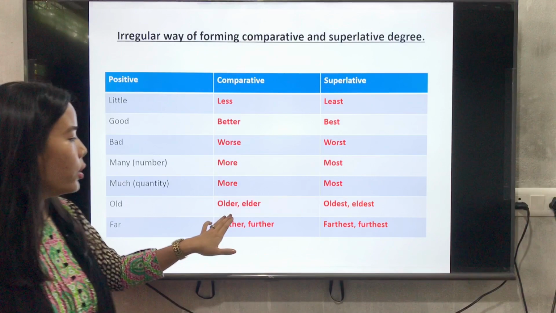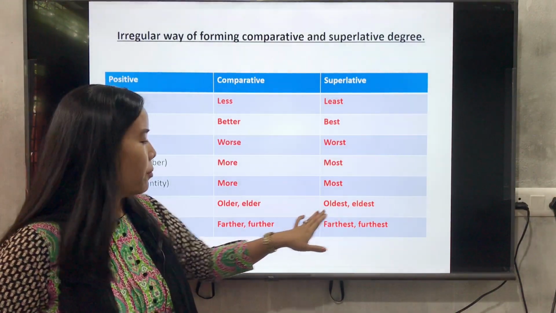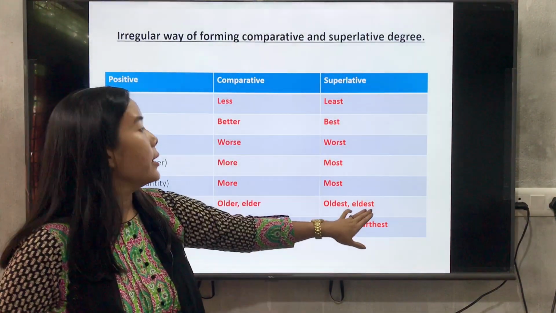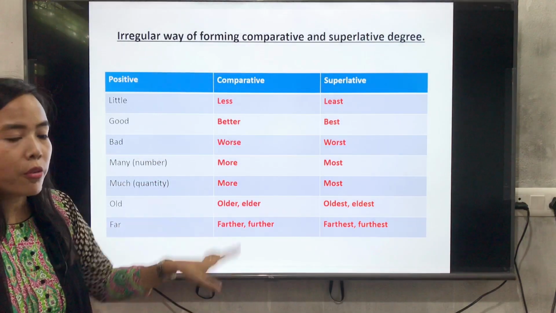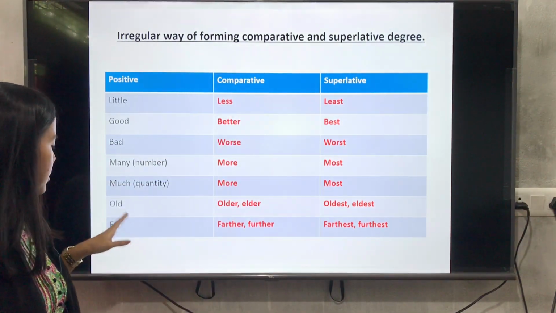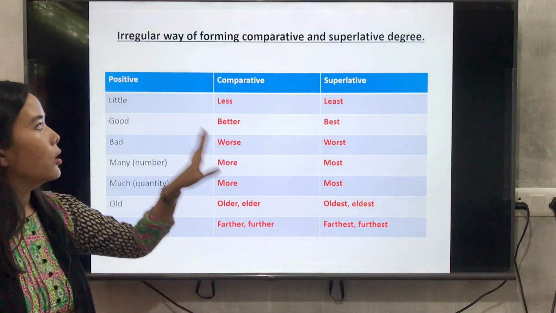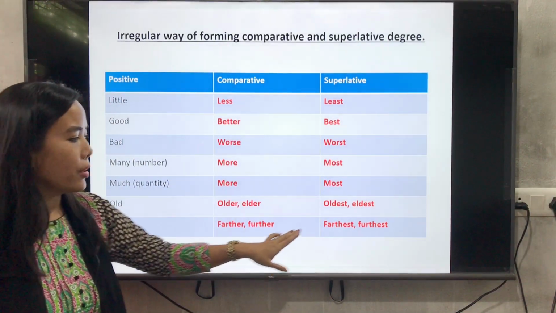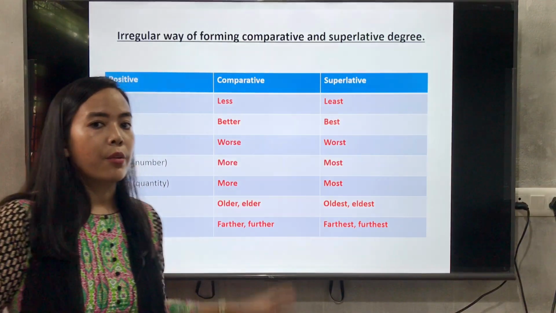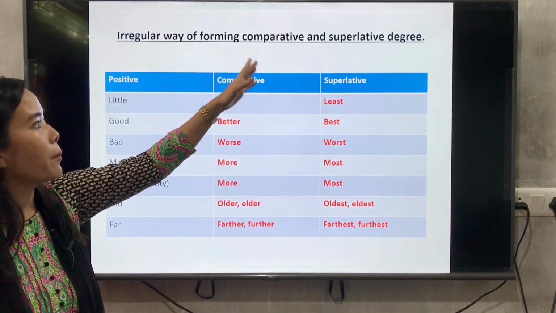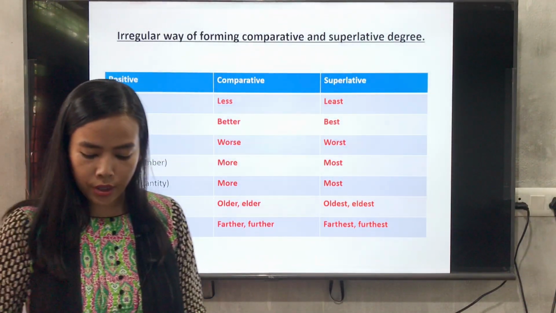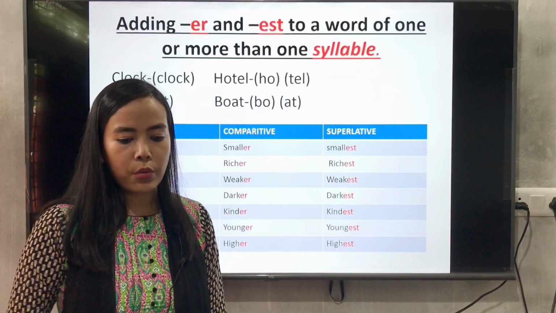Old, older and oldest are the regular forms, but elder and eldest are the irregular forms of comparative and superlative. Same way, far, farther and farthest, these are the regular forms, whereas further and furthest are the irregular forms of comparative and superlative degree. Okay, so let's do a quick revision.